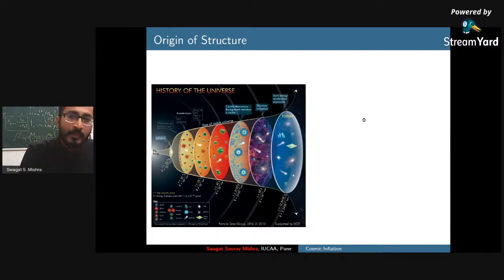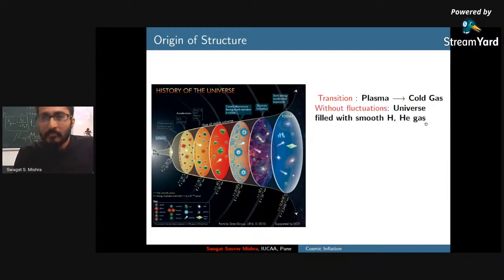This is the story. What is important in the story is, first, the transition happened from plasma to cold gas. Well, cold or hot depends on your definition, plasma to neutral gas. And if there were no fluctuations, if it was completely smooth, then today the universe would be completely hydrogen and helium. But there were fluctuations and we have detected them. And so today the universe is filled with galaxies and clusters and all sorts of structure. Interesting universe.